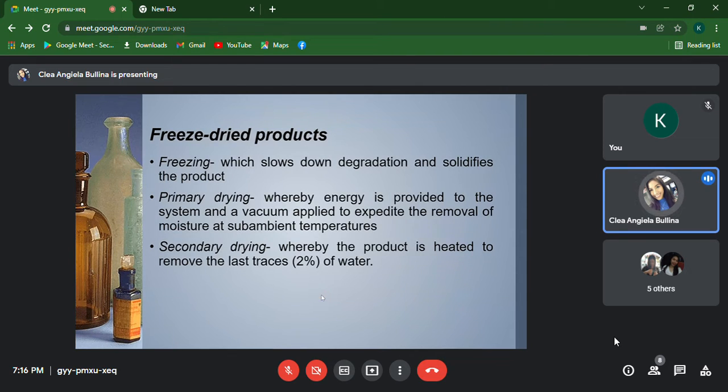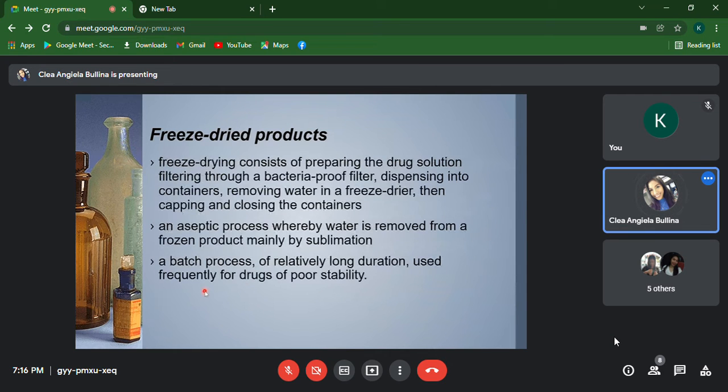So, saan ba ginagamit talaga si freeze drying? It is used frequently for those drugs that have poor stability. Okay, doon talaga siya ginagamit. But again, it's a relatively long duration na process. It's a batch process. But again, do not forget that we should use aseptic technique.